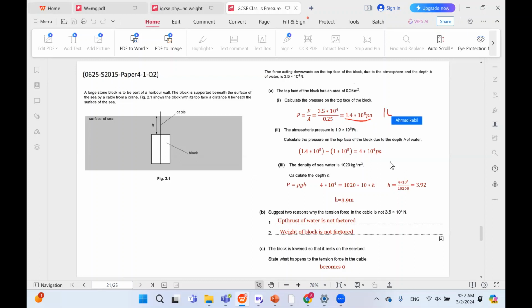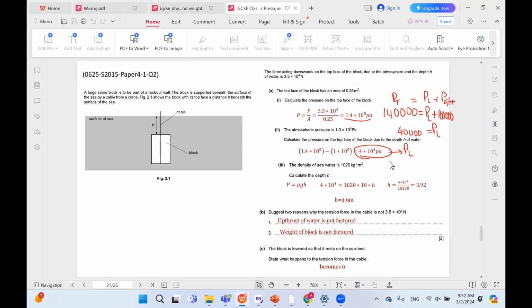This is equal to 140,000. This is P total. This is equal to P liquid plus P atmosphere. And P liquid is what we don't know, and P atmosphere is 100,000. So P liquid must be 140,000 minus 100,000, which is 40,000. So you simply subtract the two quantities from each other, and you get 4 times 10 to the power 4 Pascal. Now that we have the pressure due to the liquid, we are asked to find the depth, h.